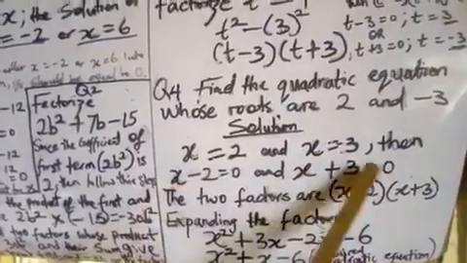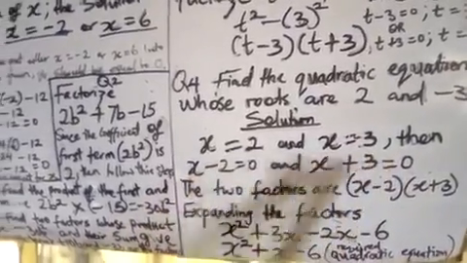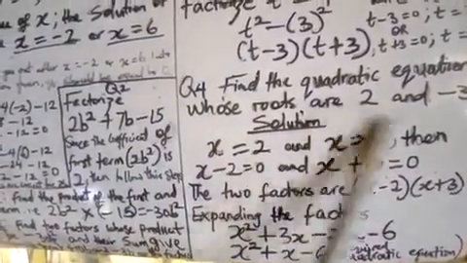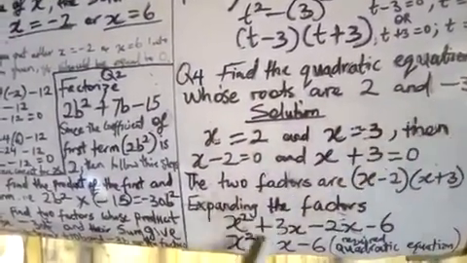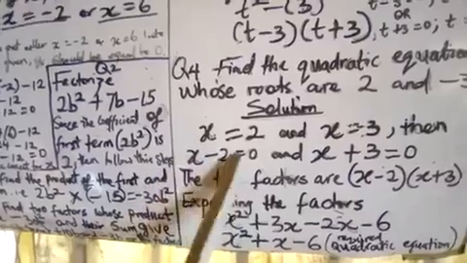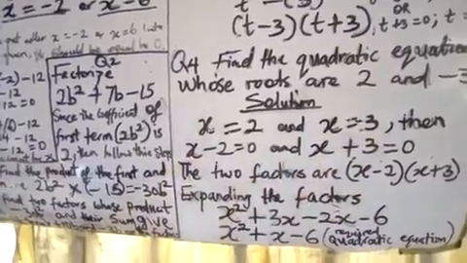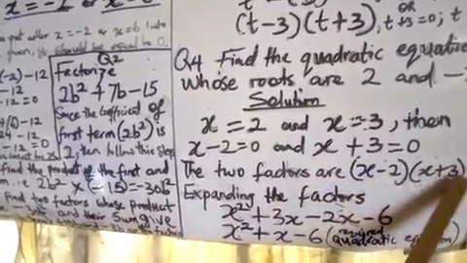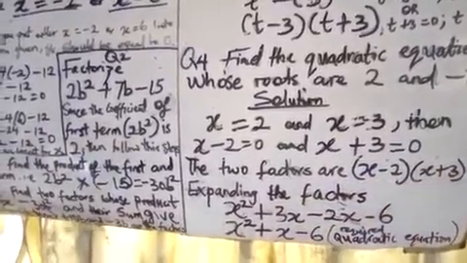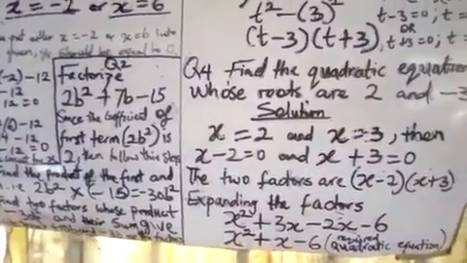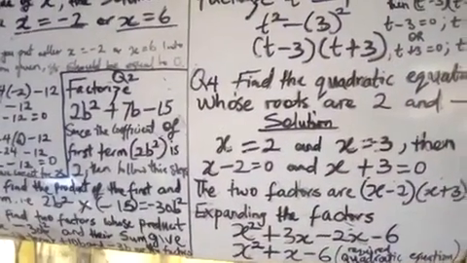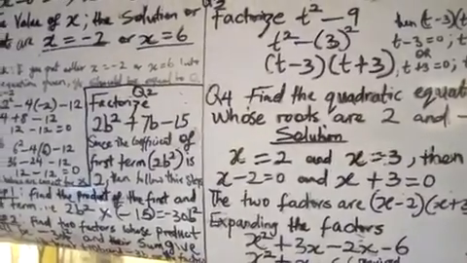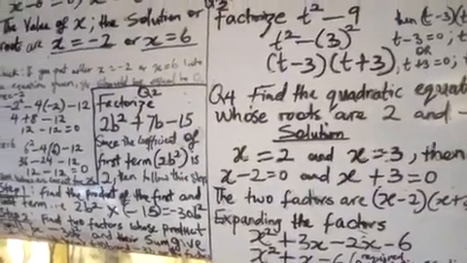So these are the two factors now. These are the roots. Don't forget this. Roots are different from factors. So these are the factors: x minus 2 and x plus 3. Now, for you to get the quadratic equation, the quadratic expression, you have to do what? Expand all those factors. Expanding all the factors is done like this.